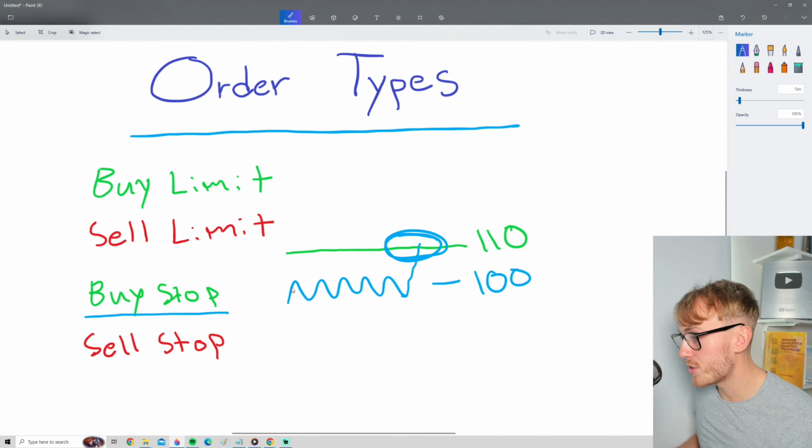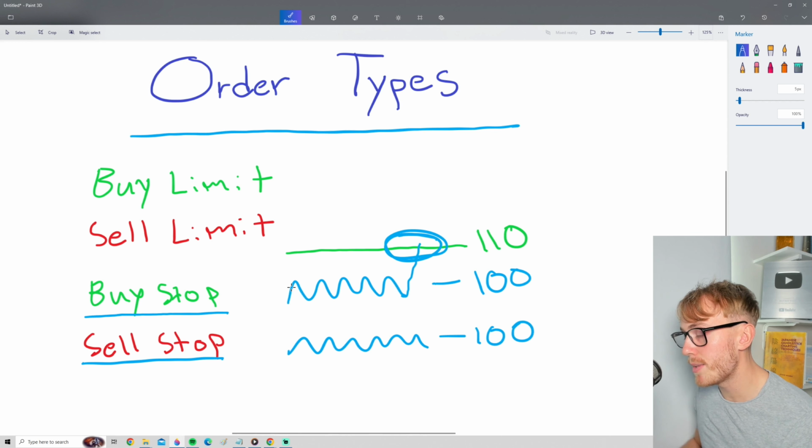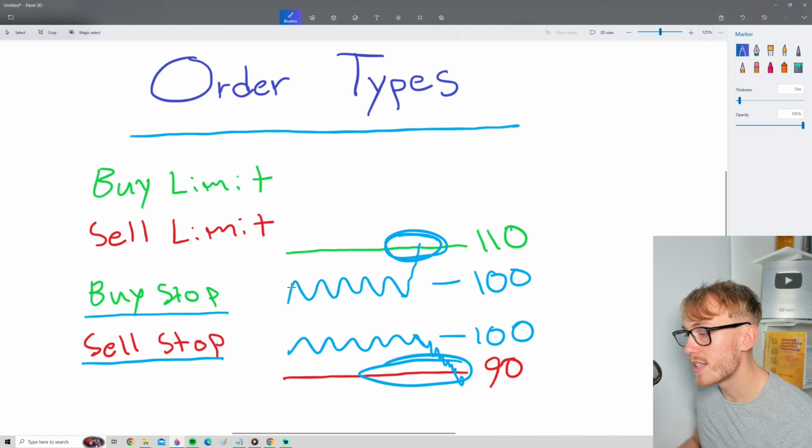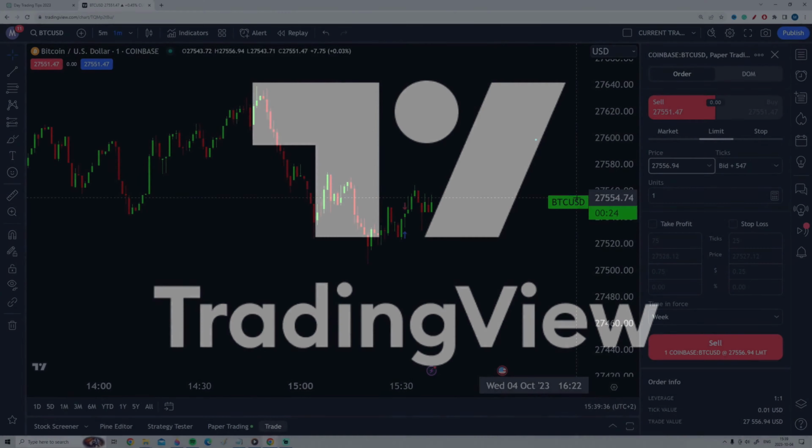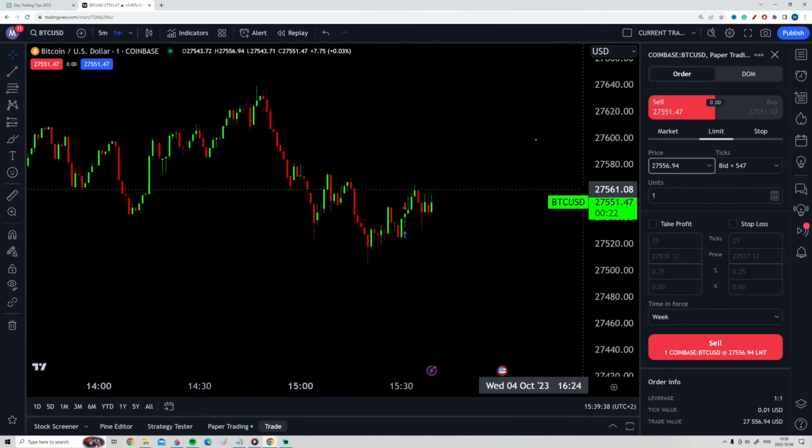The same thing is true for the sell stop order here. Once again, let's imagine that the price is currently at 100. What the sell stop makes us do is that, let's say we place a sell stop down here at 90. This makes it so that only if the price goes down to the 90 mark or below, that makes us sell the asset. All right, guys, so let's take a look at a real life example of the buy stop and sell stop order.